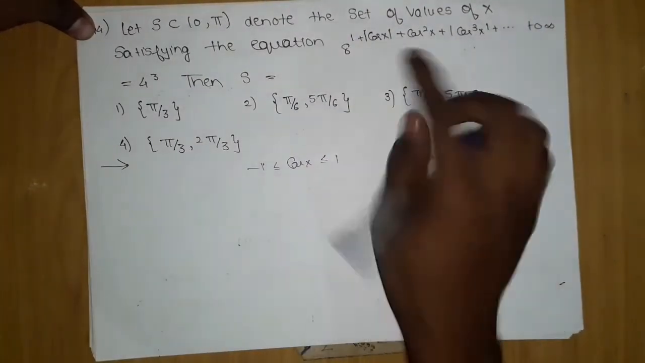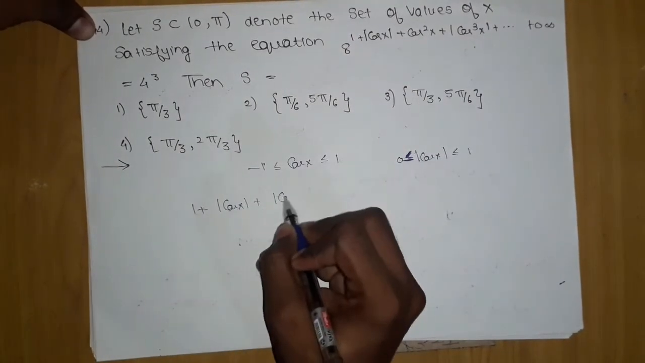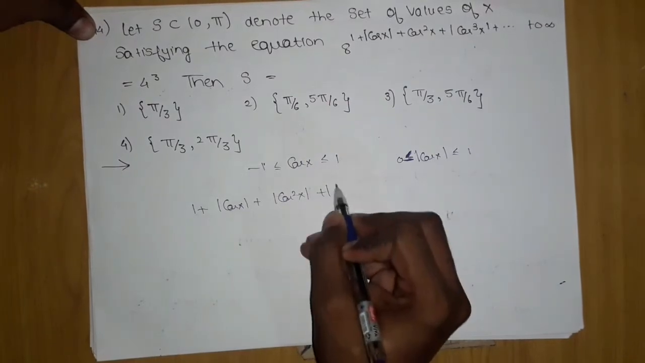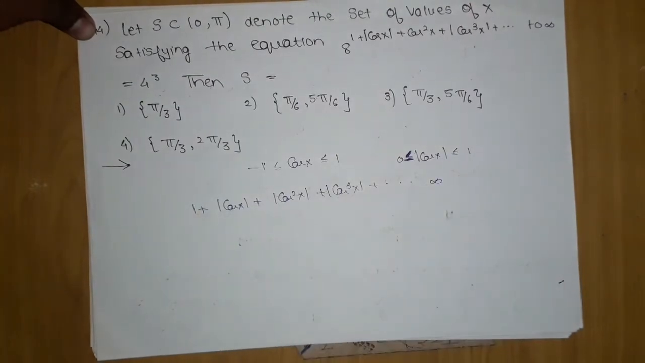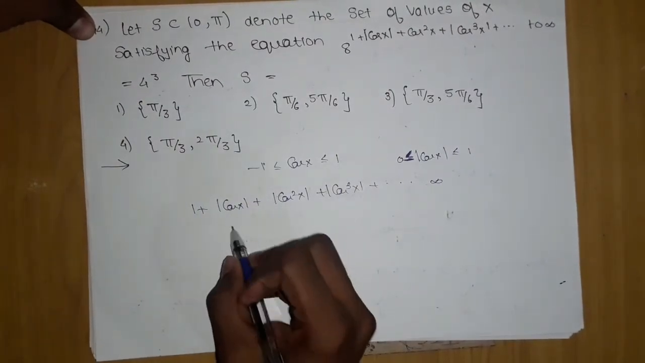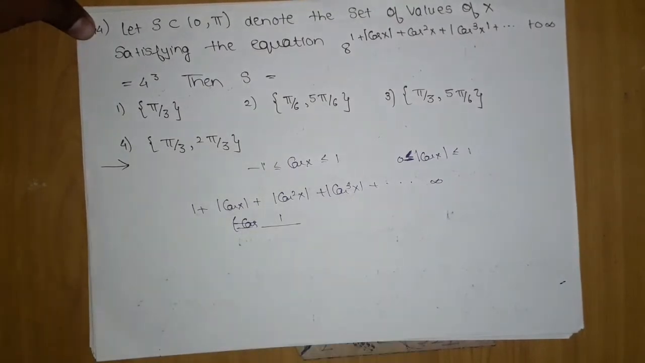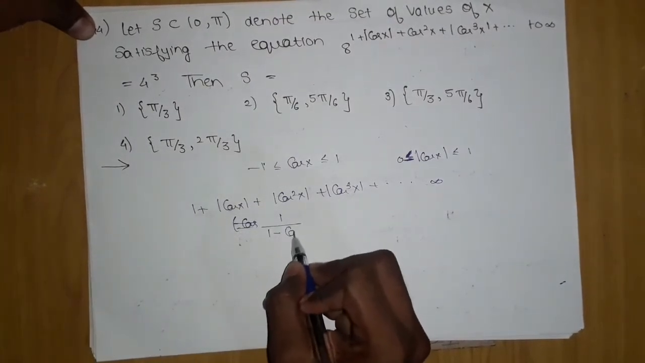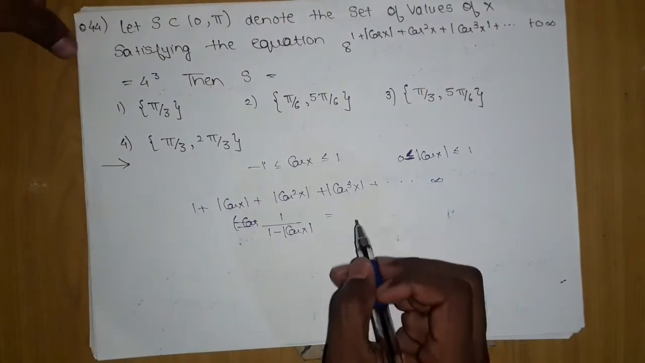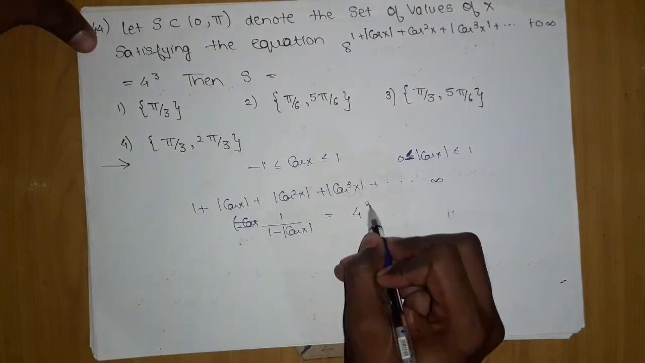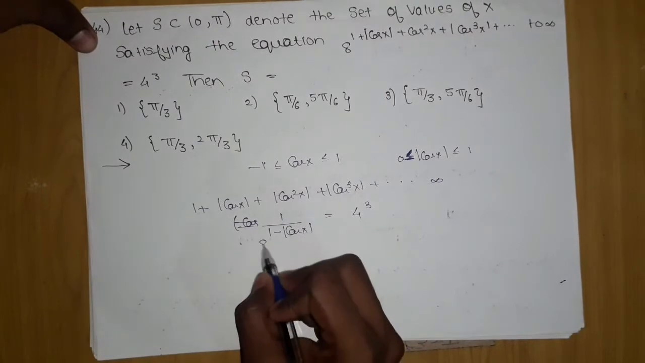Then we will get the value of this series. Forget this 8, just first get the value of this series: mod cos x plus cos square x. It doesn't matter whether you write mod or not. So when I get its value, it is nothing but, since it is an infinite series, 1 upon 1 minus mod cos x, since only cos x is there, not even power of cos x, which equals 4 power cube. Okay, and this is 8 power.